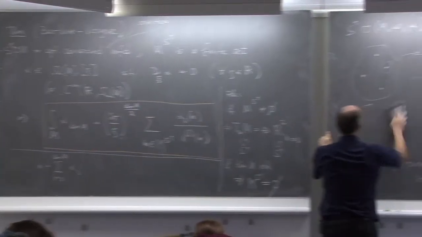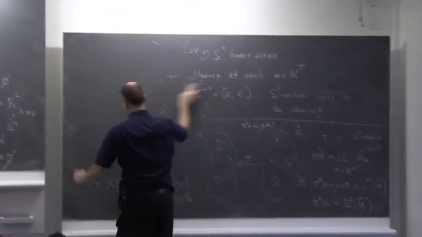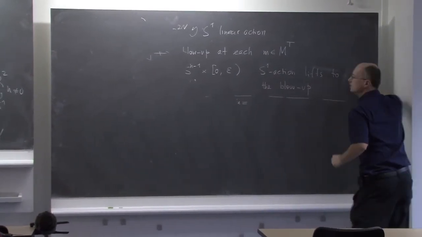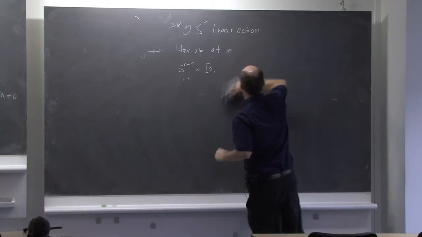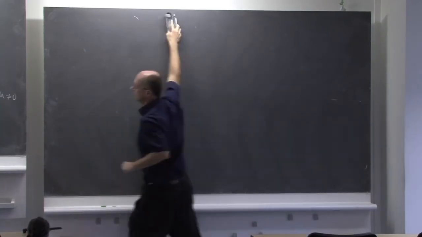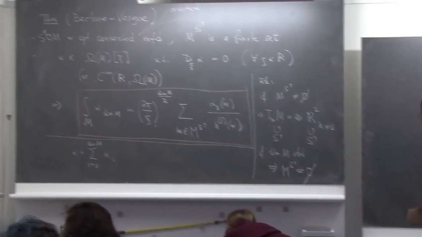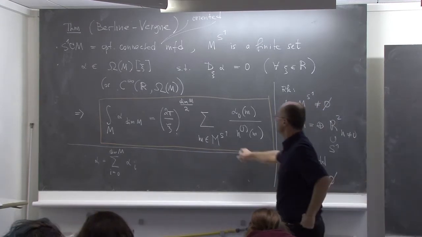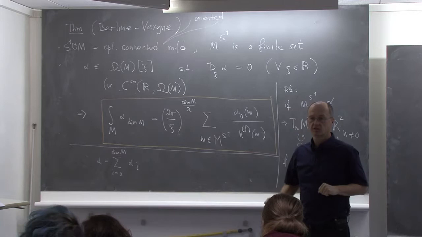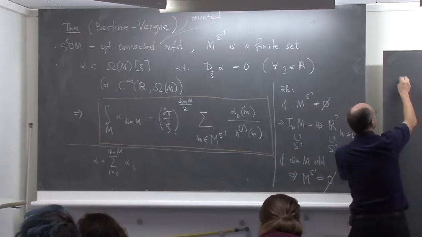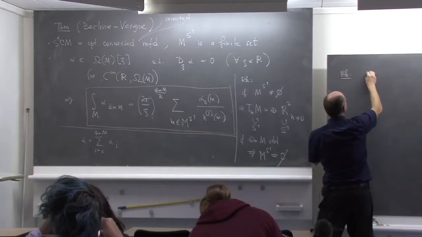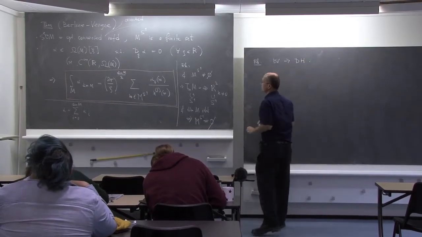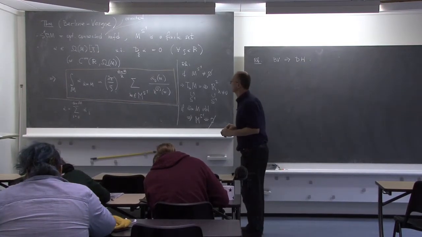So let me remark that actually the Verlinde theorem implies Duistermaat-Heckman. So why is that?